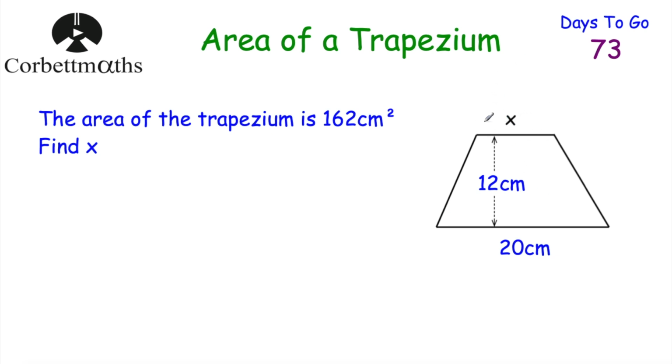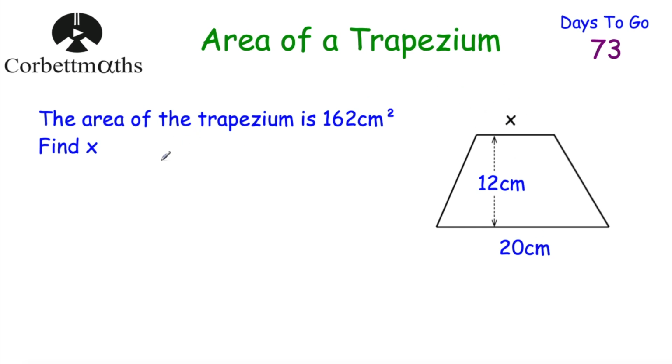So if I wanted to find the length of one of these parallel sides, you could work backwards here, because normally what we would do is add together the lengths of two parallel sides, the x and the 20, halve it, and then multiply by 12 to get 162. So you could take the 162, divide it by 12, double it and then take away the 20 and you could find that x, and that would work as well.